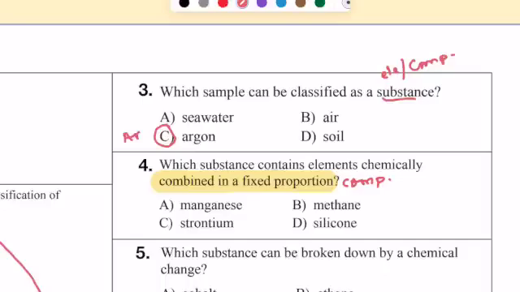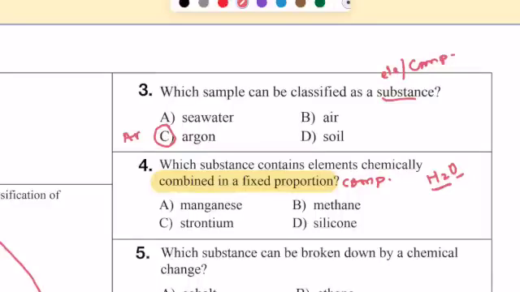But in the case of a compound, if you want to make H2O, which is water, we need 2 atoms of hydrogen and we need 1 atom of oxygen. If we change that, that is not going to be water. So we are looking for a compound in our options.